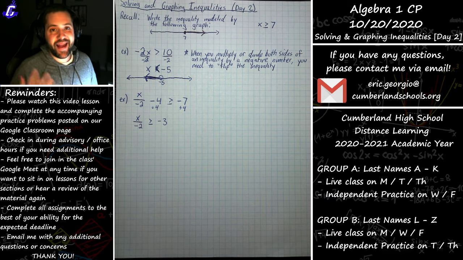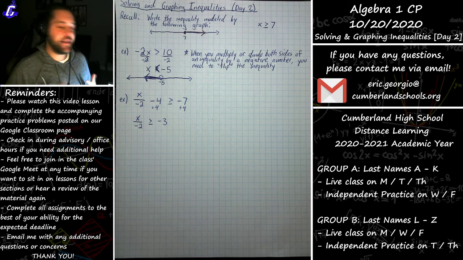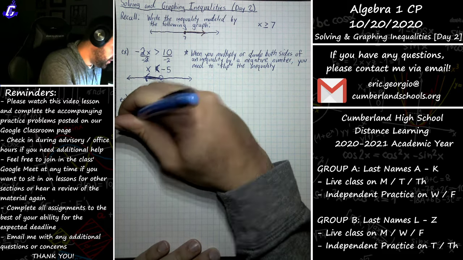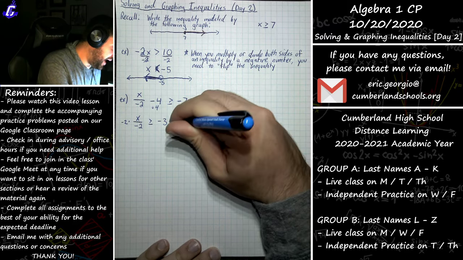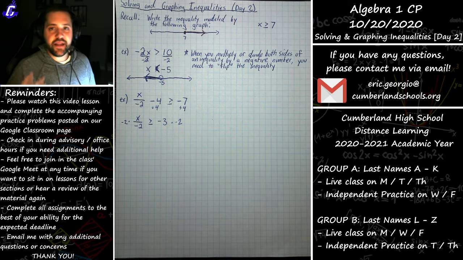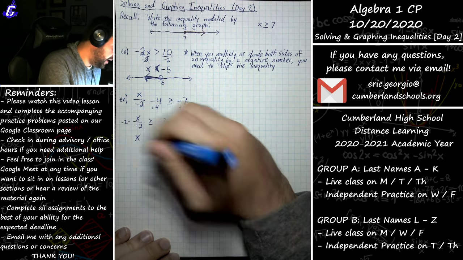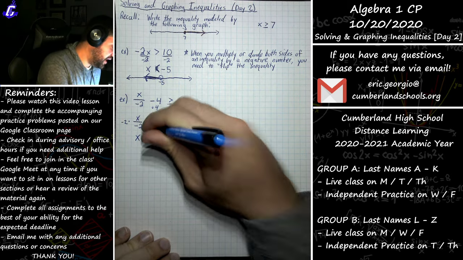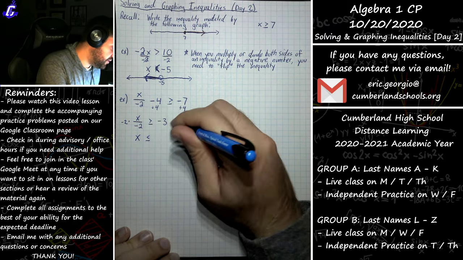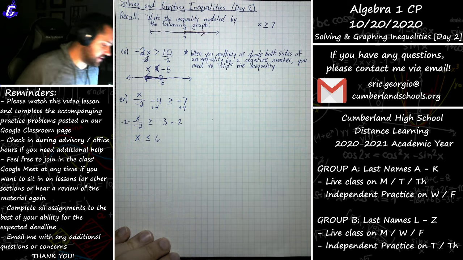Now, how would I get x alone? How would I undo that division by negative 2? I would, of course, multiply by negative 2. But since we're multiplying by a negative value, we need to make sure we switch the sign. This is now going to be x is less than or equal to. See how the inequality flips? Negative 3 times negative 2, positive 6.